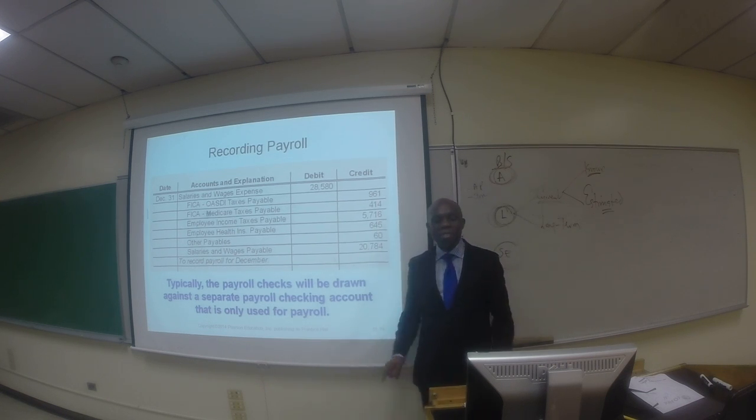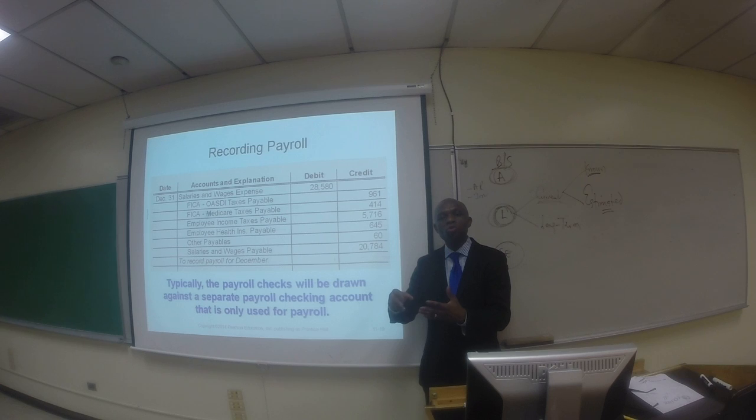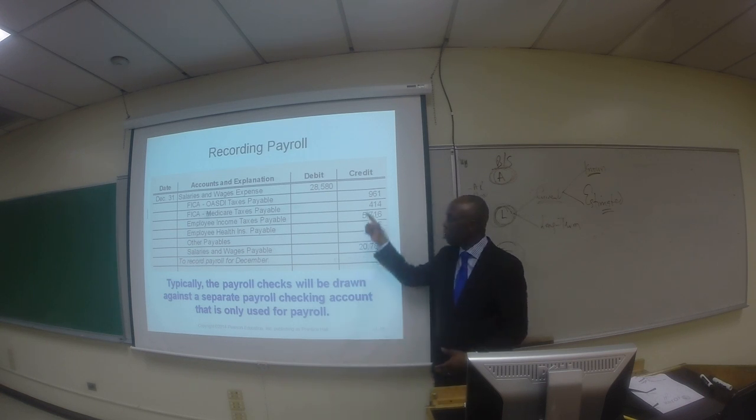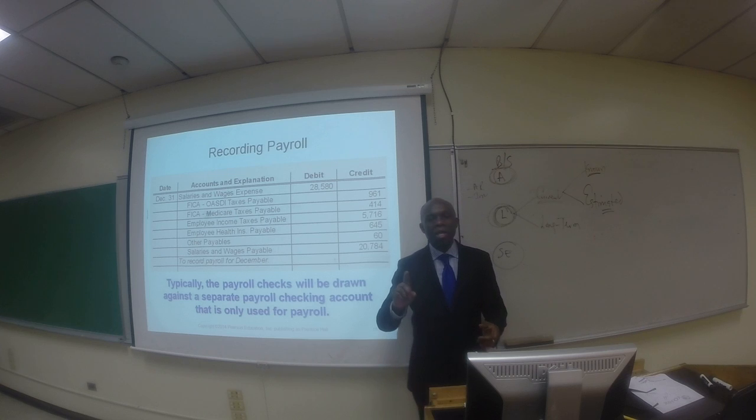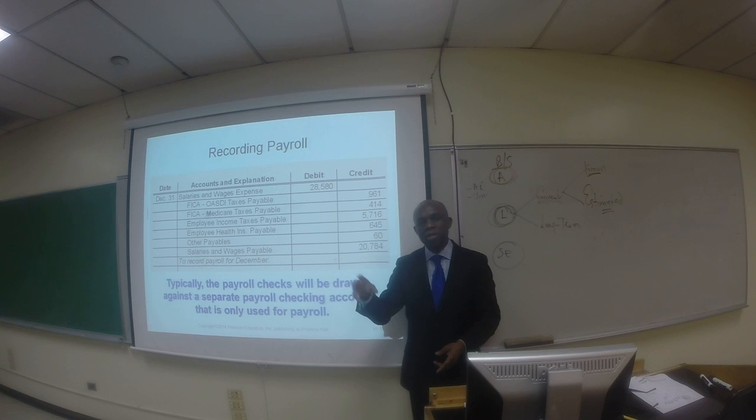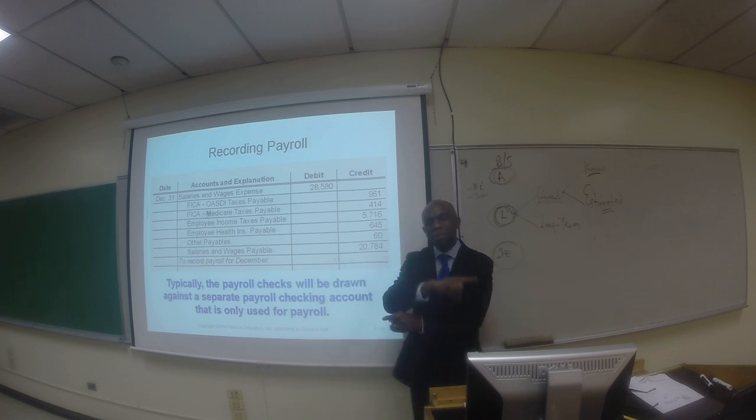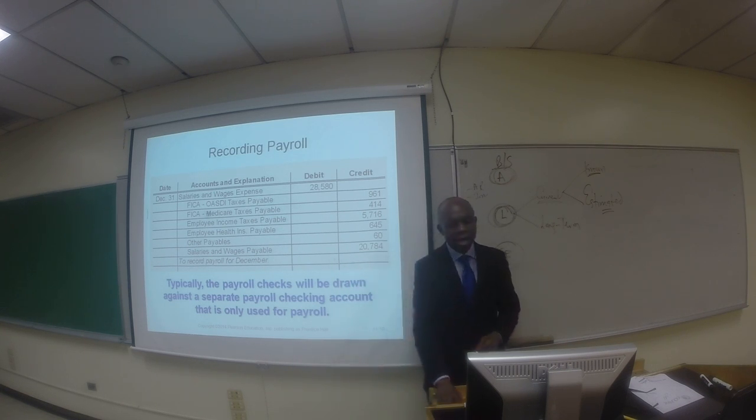These are all liabilities. The money that we withhold from the employees on behalf of the government and on behalf of other parties are current liabilities. So we recognize them as current liabilities, and they will remain current liabilities until we actually cut the check to the government or to other parties. Then we debit the payables and we credit the cash.